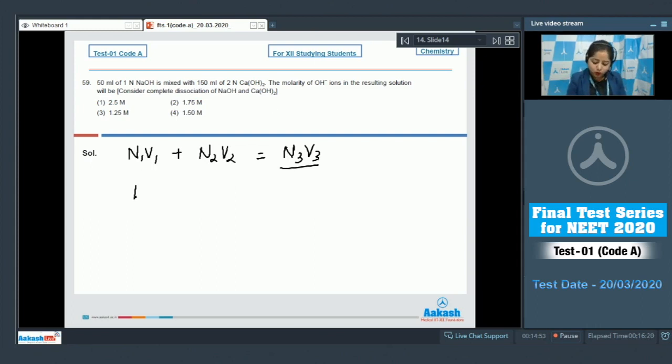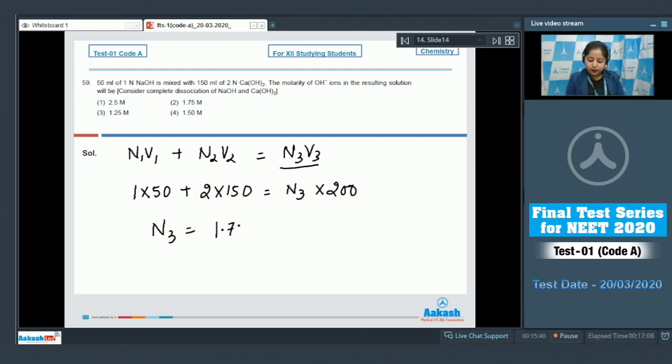Here N1 is 1 and V1 is 50. Here N2 is 2 and the volume is 150, which is equal to N3, which we have to calculate, and the volume will be 150 plus 50, which is equal to 200. So N3 is equal to 1.75 normal, which is equal to 1.75 molar. That means the correct answer is option number 2.